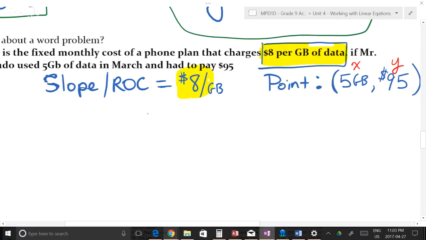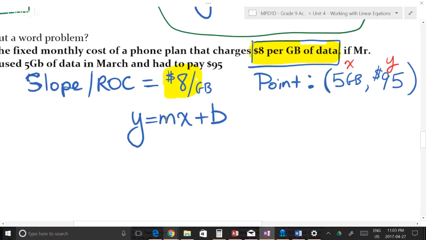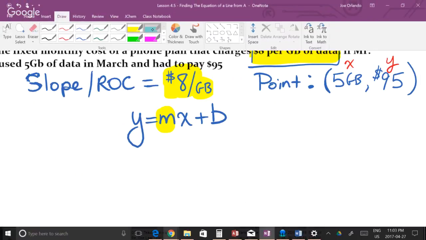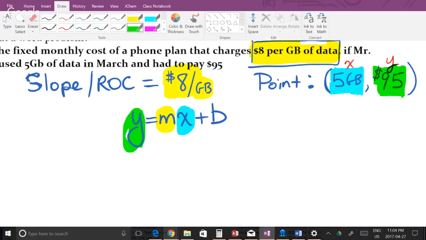Well, sure we can. We can always say y equals mx plus b, the general form of a line. And now we just have to put numbers in. Well, we already said we know the slope, we know the rate of change. That's $8 for every gigabyte. Do we know the x value? Sure, we know an x value. An x value that works is 5 gigabytes. That's a possibility. We can put that in. Do we know the y value that matches it? We do. When I used 5 gigabytes, my bill was 95 bucks. All right. So let's put these numbers into the equation.